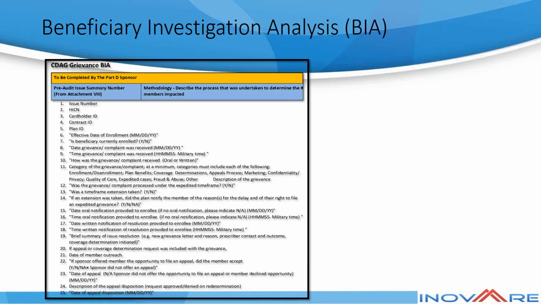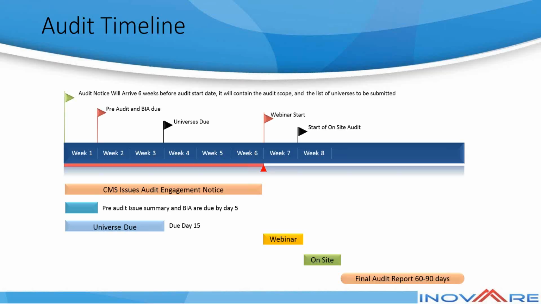While we're talking about the BIA, I figured it'd be a good time to talk a little bit about the audit process in just a few moments. Once the notice is received, you will actually have 5 days to provide a self-identified pre-audit issue summary. Again, CMS is limiting that to 5 days because we're already keeping track of the issues prior to the audit notification, and so it's just a matter of compiling the information and putting it out to them. Followed by the BIA for each of the issues within 15 days of the notice of audit. That's also about the same timeline that the universes do.